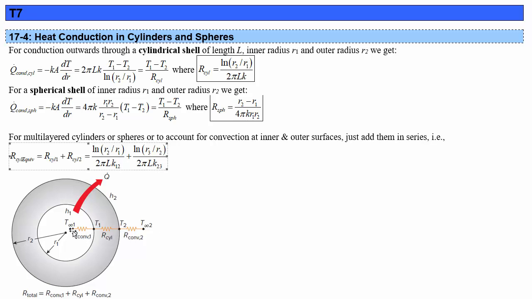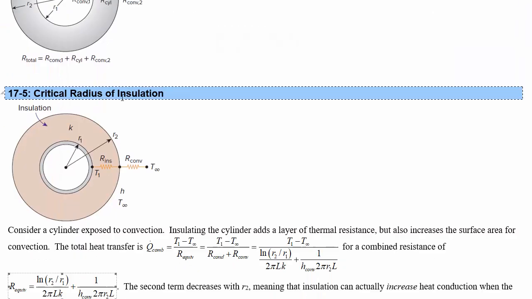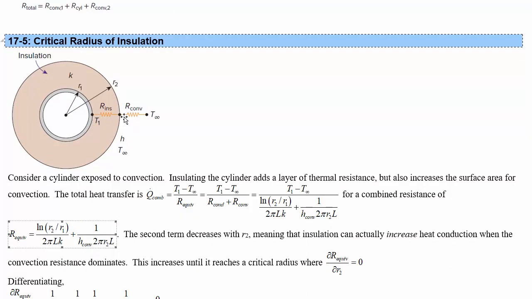And if you have a convection inner surface plus a cylindrical shell conduction, then a convection outer surface, again, these would all just be in series. Okay, suppose we're insulating a cylindrical pipe. The equivalent resistance for the insulation plus convection at the outer surface would be the sum of them in series.